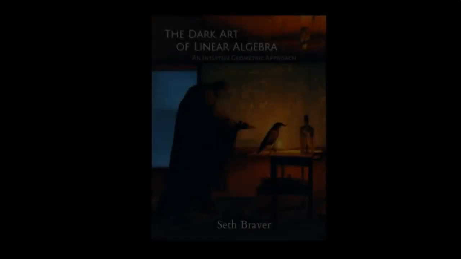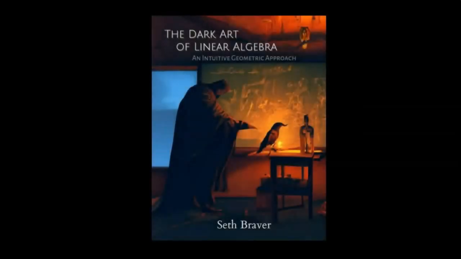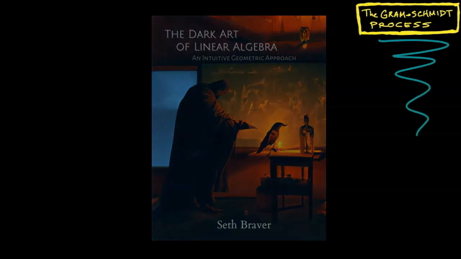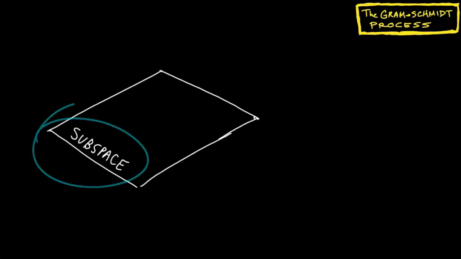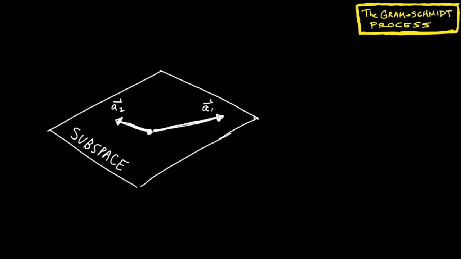And in today's journey into the dark art of linear algebra, we shall discuss the Gram-Schmidt process, which we can use to accomplish one specific task. Namely, if we are working in some subspace of Rn, and we have a basis for that subspace, then the Gram-Schmidt process will take our basis and upgrade it to a better version, a nicer basis for the subspace, namely an orthonormal basis for the subspace.